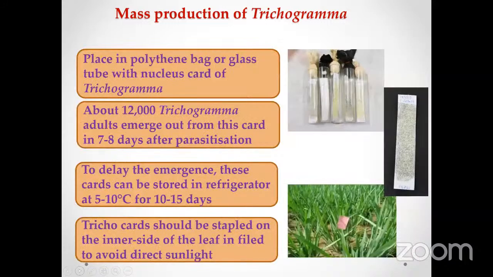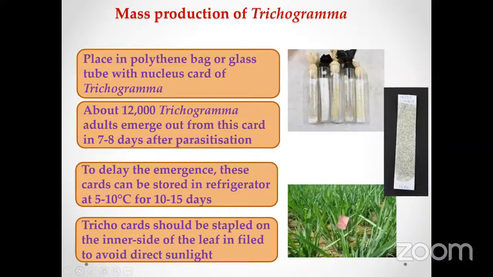We can use any glass tubes or plastic covers for mass production of Trichogramma. First we need to have the Trichogramma mother culture. That mother culture we can procure either from the NBAIR or from NIPHM. In the tube which has the mother culture of Trichogramma, we need to put the Corcyra card, that is the UV sterilized Corcyra card.